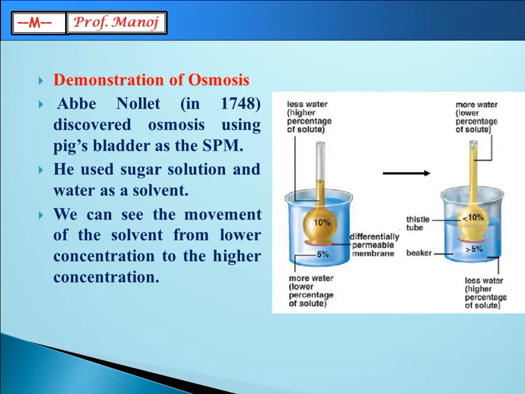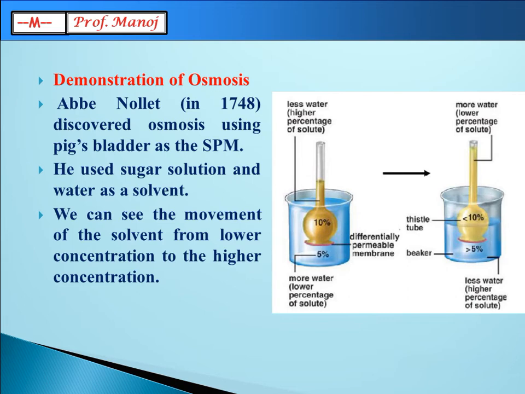Look at the left hand side diagram. In a beaker containing water, there is a thistle funnel in which there is sugar solution kept, and there is a pig's bladder tied at the end. Now we can understand how the solution must have traveled, or how the solvent must have traveled.